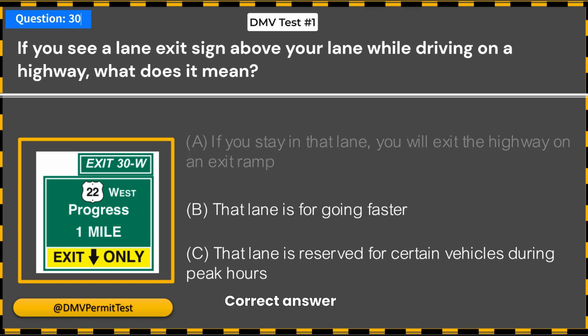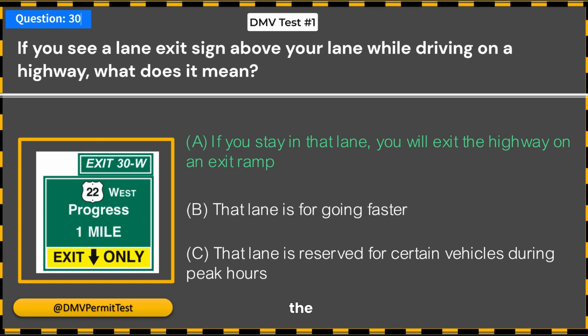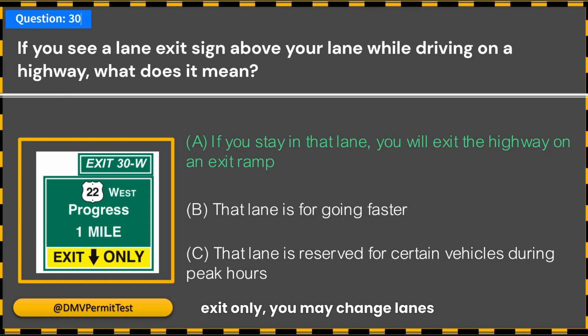Correct answer, A. If a yellow panel with the message exit only is on a highway sign, the lane below the sign will not continue through the interchange. Instead, the lane will go off of the road to form a ramp. If you are in a lane posted with an exit only, you may change lanes, or you must exit the highway if you stay in this lane.